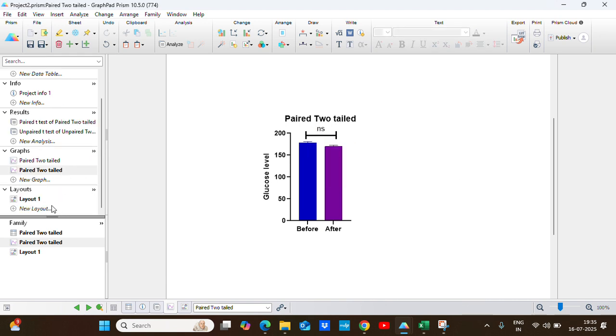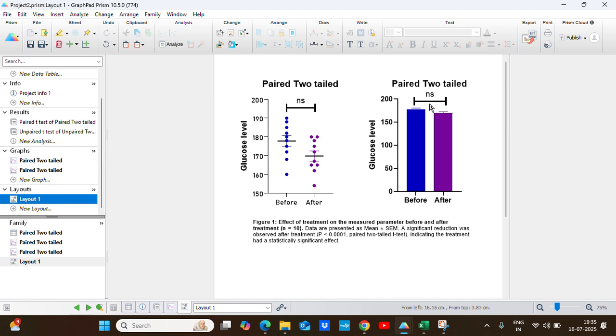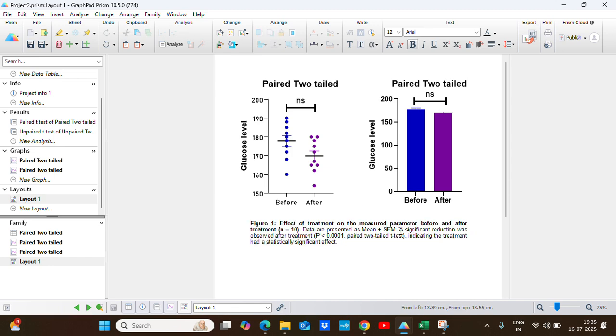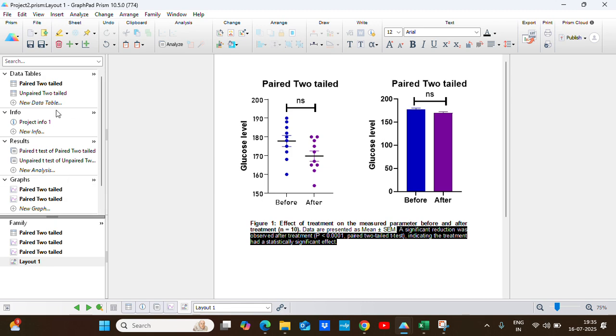Known significance. So in the layout also we can see known significance, and here accordingly we have to change this conclusion: that a significance reduction was not observed between the placebo and the treatment at the p-value of this. That way you can formulate and write. So by these two examples you would have understood how important it is to choose the correct test type.